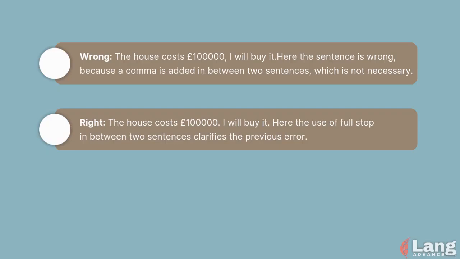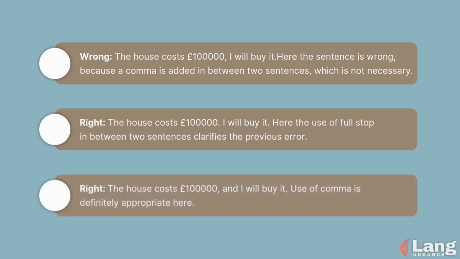Right. The house costs £100,000. I'll buy it. Here the use of a full stop between two sentences clarifies the previous error. Right. The house costs £100,000, and I'll buy it. Use of a comma is definitely appropriate here.